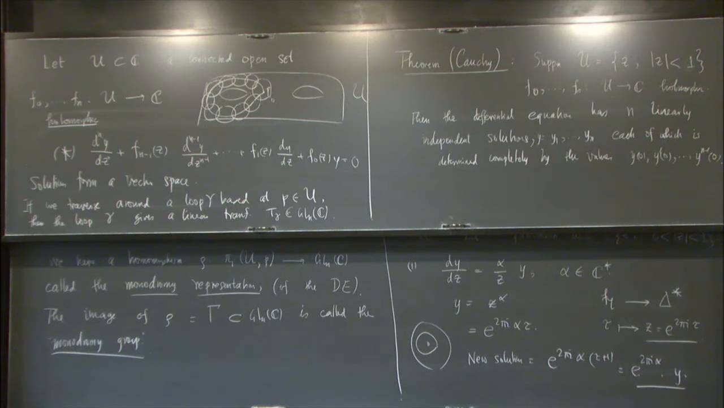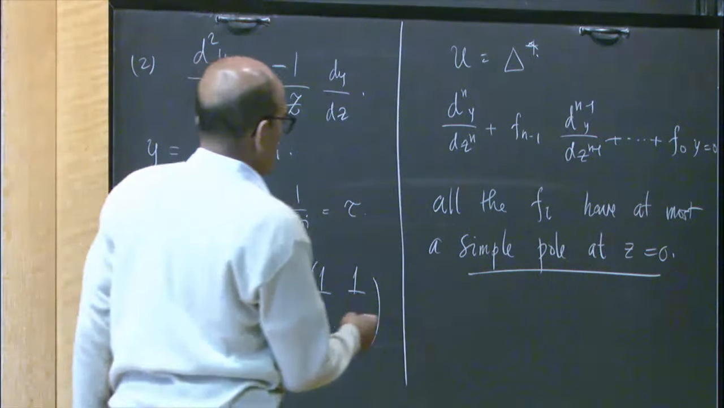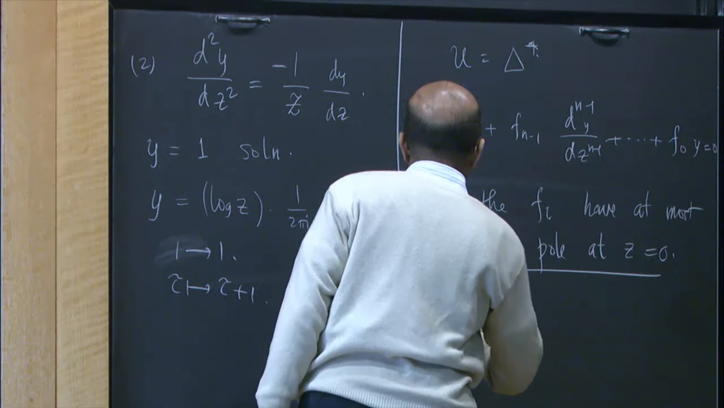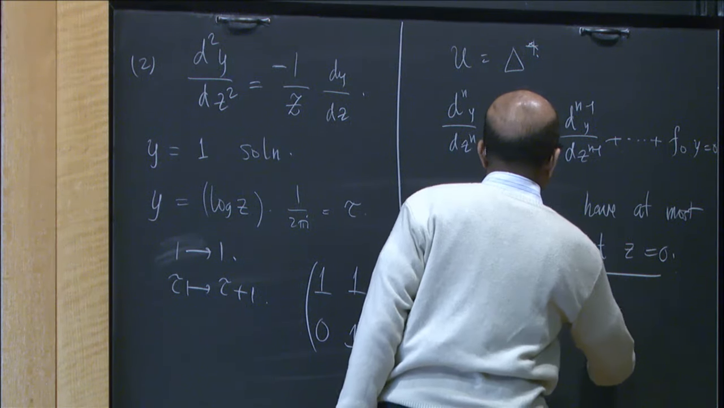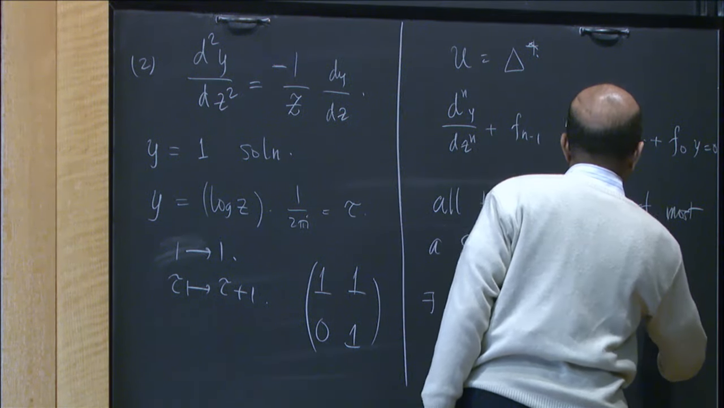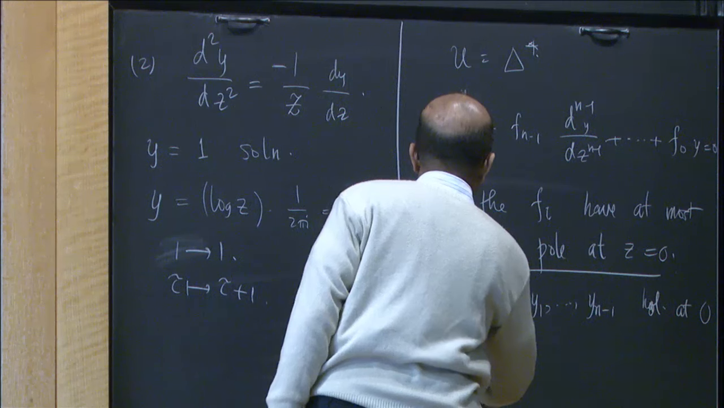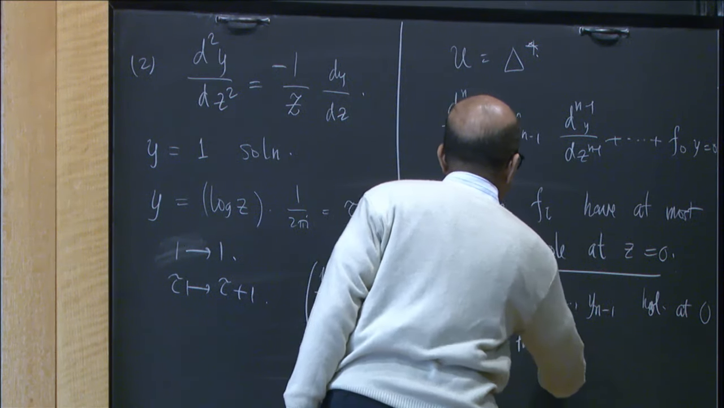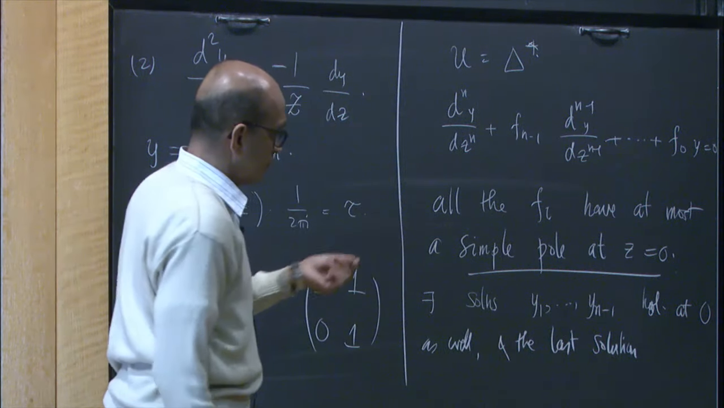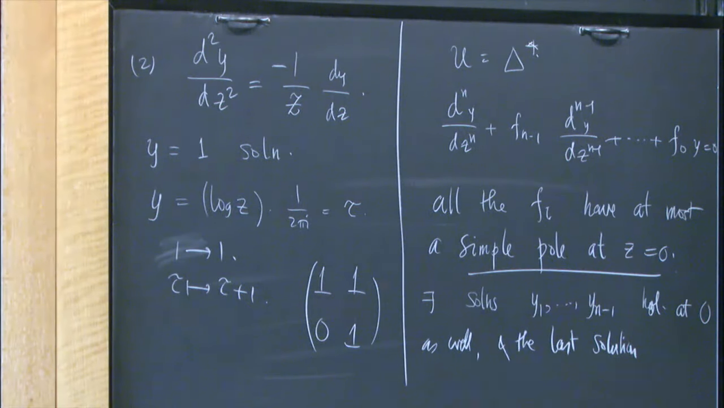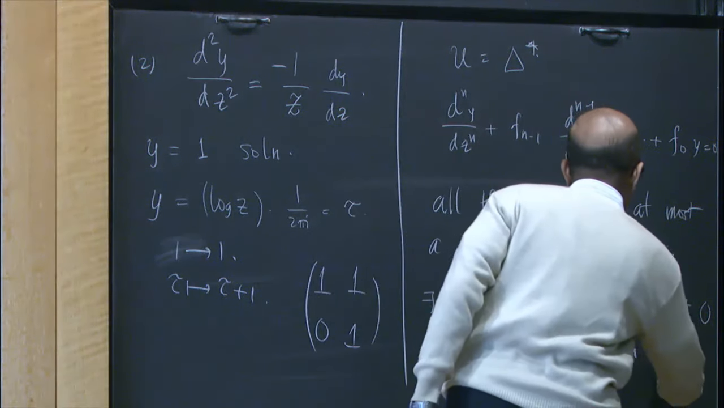But if I take them to have a simple pole, then you don't quite get this result, but you get almost the same. Then there exist solutions y_1 through y_(n-1) holomorphic at 0 as well, and the last solution is in general not holomorphic. It will have some sort of singularity, either this sort of singularity or the logarithmic singularity.